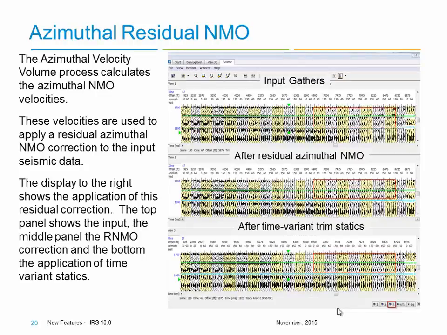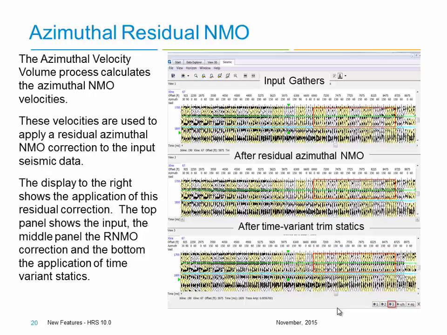So this would be the input data after the application, so you can see in this particular area that things are flattened out quite nicely. And then for reference, we're showing the time variant trim statics at the base here. Our goal would be to try and get this to look as good as the time variant trim, but this has 3 degrees of freedom, this has many degrees of freedom, so we're never going to quite achieve this. But we've done a very good job in terms of flattening the gathers.